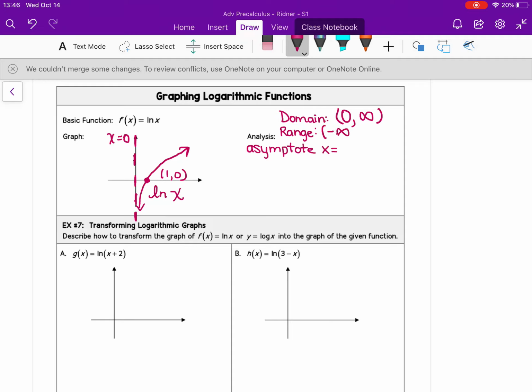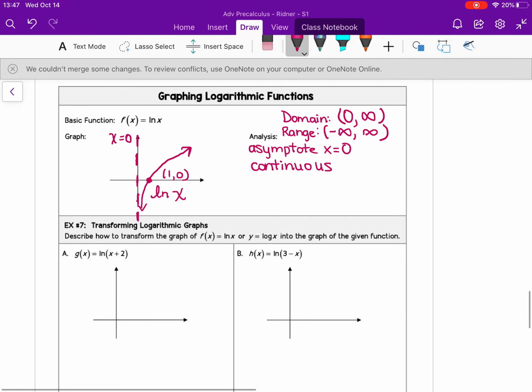It does, however, go down forever and up forever. So that is negative infinity to infinity. Okay. That was x equals 0. I just somehow didn't get the 0 there. All right. Do notice that it is continuous. So remember, continuous means it goes on forever and ever and ever.